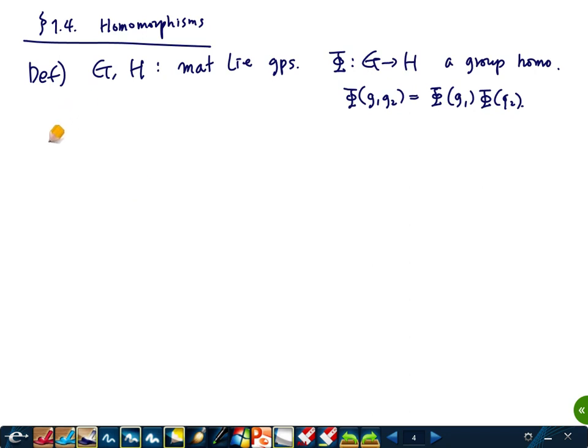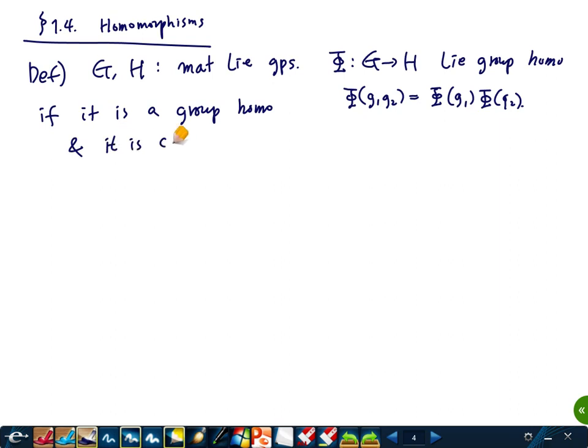Okay, let's try it in this way. So this is just group homomorphism, but we want to talk about Lie group homomorphism. A Lie group homomorphism is a group homomorphism, first of all, and it is continuous. So a group homomorphism which is continuous. In fact, it's really difficult to find a group homomorphism which is not continuous. So mostly, if you have any reasonable group homomorphism between Lie groups, it will be a continuous function, but the definition is like this.